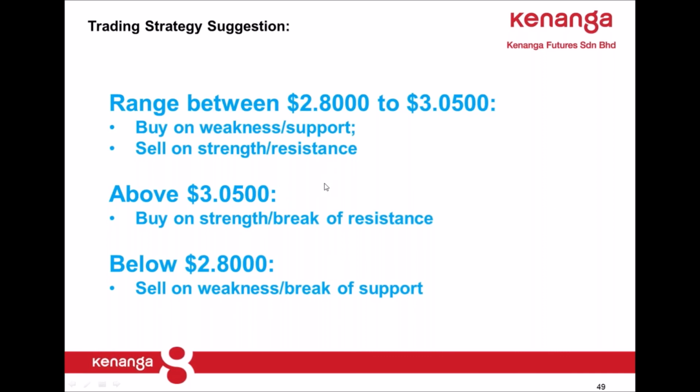But if it falls out of the range of 2.8, then it could develop into a bearish market or a downtrend market, subject to the development of technicals. But when price is below this range, basically you can adopt a sell on weakness or break of support kind of strategy when trading copper.